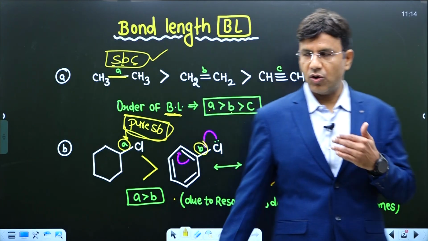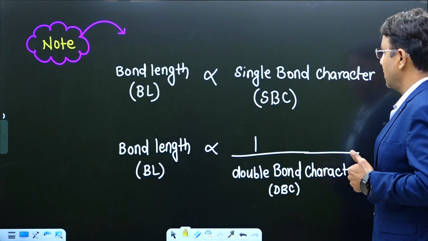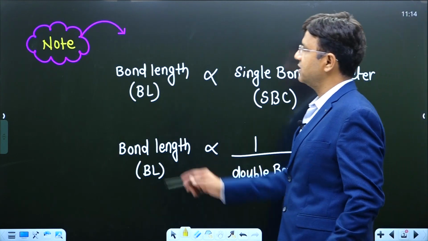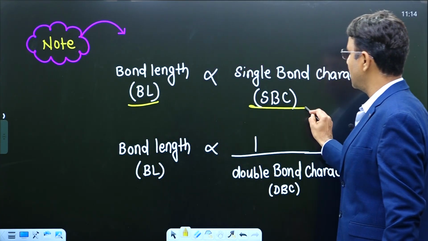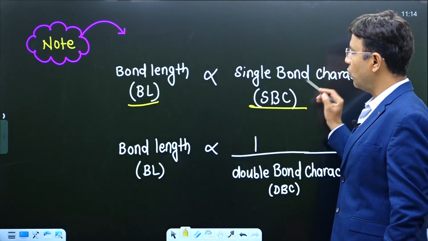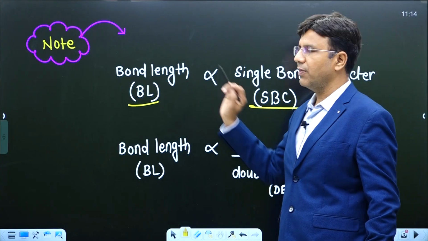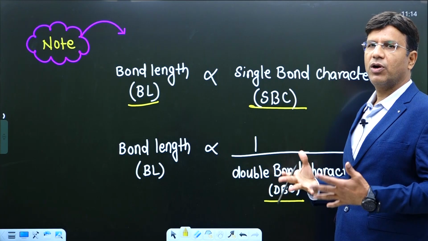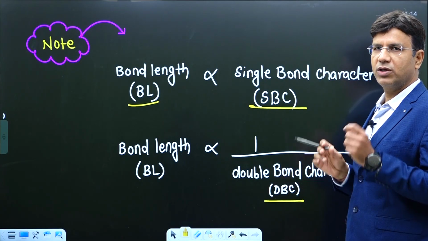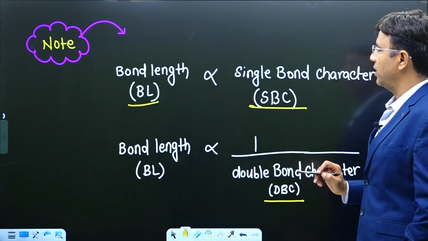Now, what is the conclusion of this concept? The conclusion of this concept, this is to be noted in your notebook. The bond length is directly proportional to single bond character. More the single bond character, more will be the bond length. More the double bond character, less will be the bond length. Got it? More the single bond character, more is the bond length.